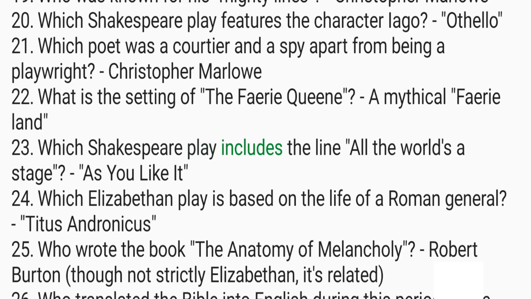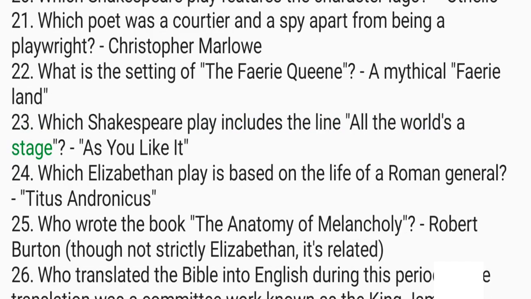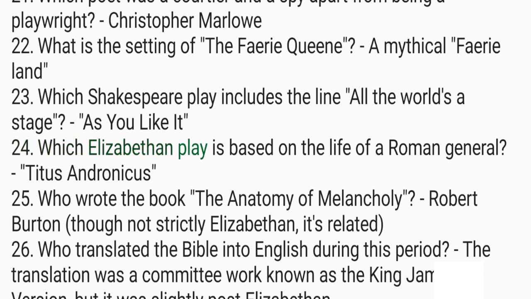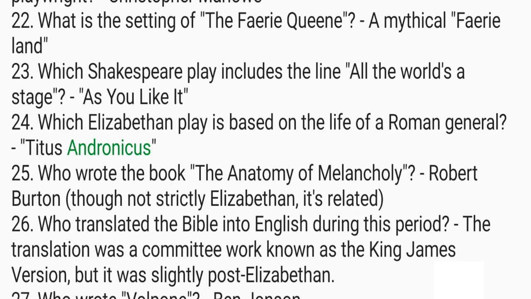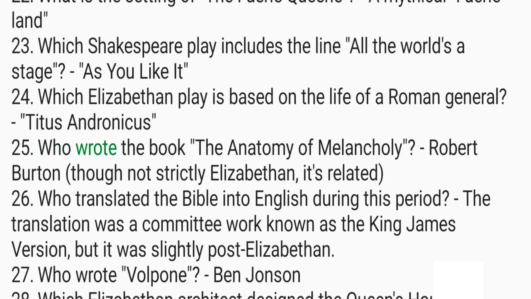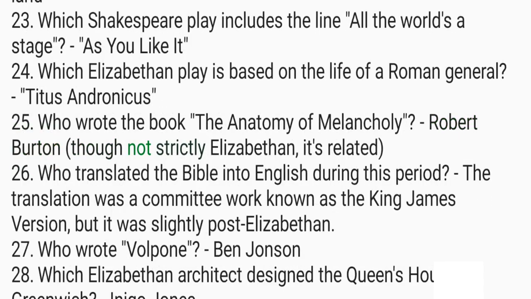23. Which Shakespeare play includes the line, all the world's a stage? As You Like It. 24. Which Elizabethan play is based on the life of a Roman general? Titus Andronicus. 25. Who wrote the book, The Anatomy of Melancholy? Robert Burton. Though not strictly Elizabethan, it's related.